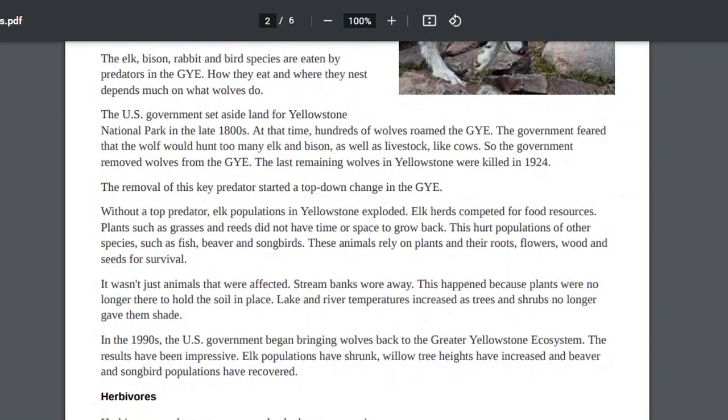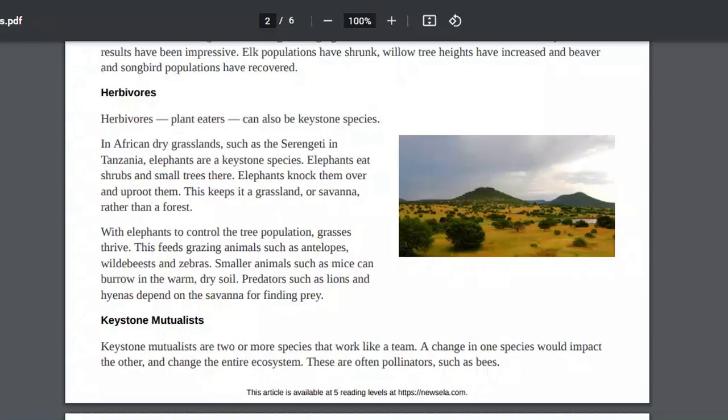In the 1990s, the U.S. government began bringing wolves back to the Greater Yellowstone Ecosystem. The results have been impressive. Elk populations have shrunk, willow tree heights have increased, and beaver and songbird populations have recovered. Read more about herbivores and keystone mutualists that are keystone species in their ecosystems and environments.